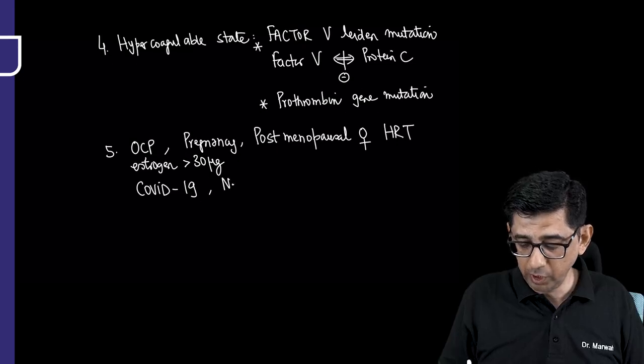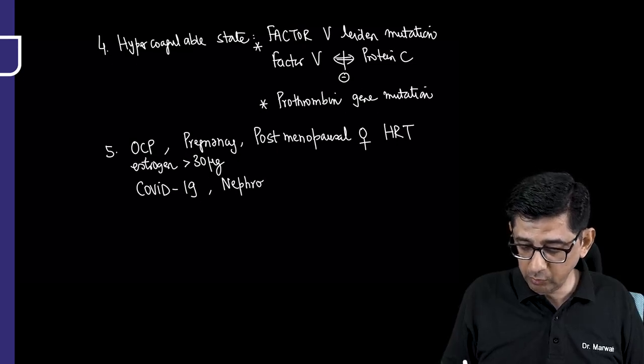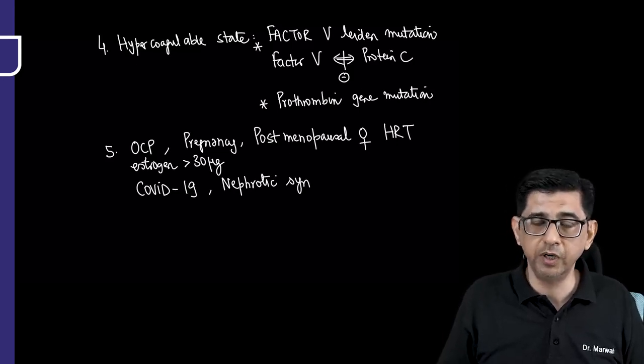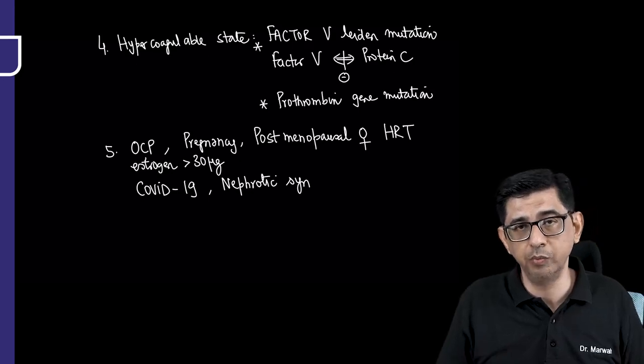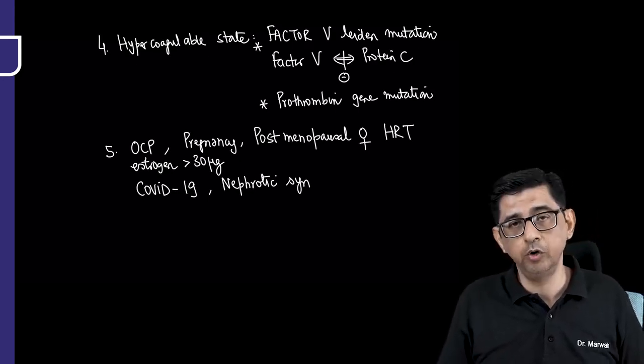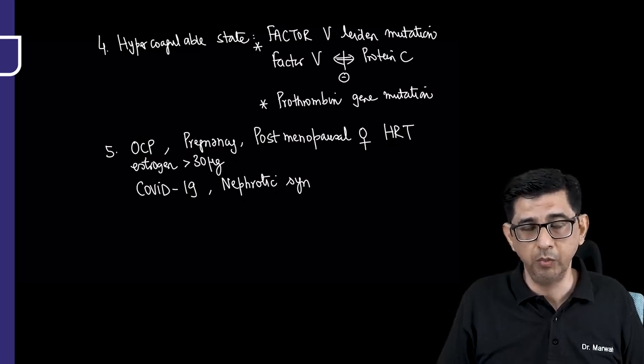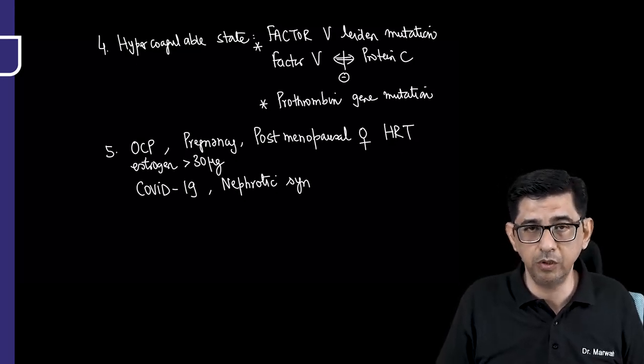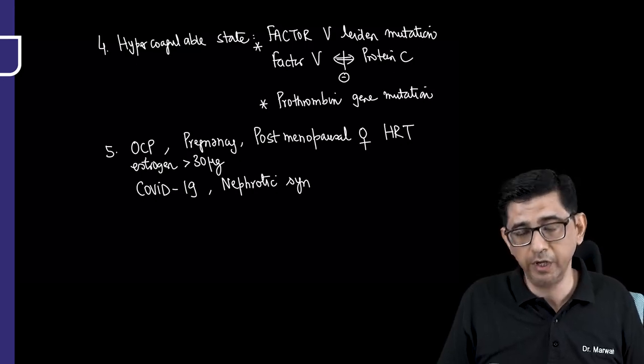And then one more hypercoagulable state that I would like to mention at the moment is nephrotic syndrome. Nephrotic syndrome per se is a condition where fibrinogen values are elevated. In nephrotic syndrome, low molecular weight proteins are lost, but high molecular weight proteins like fibrinogen are not lost, and therefore fibrinogen values are elevated.